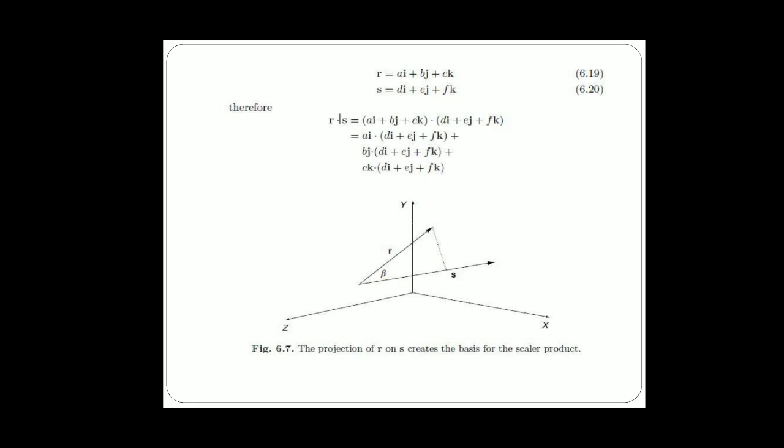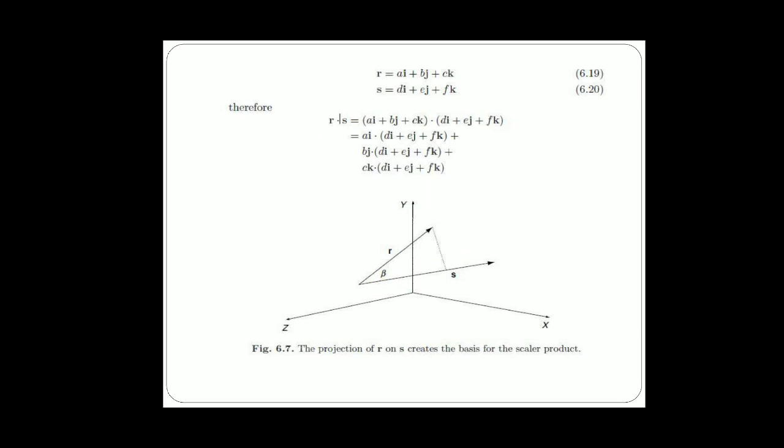So r is equal to what? a i plus b j plus c k, and s is equal to d i plus e j plus f k. Therefore, if I multiply r by s, it is equal to (a i plus b j plus c k) into (d i plus e j plus f k).